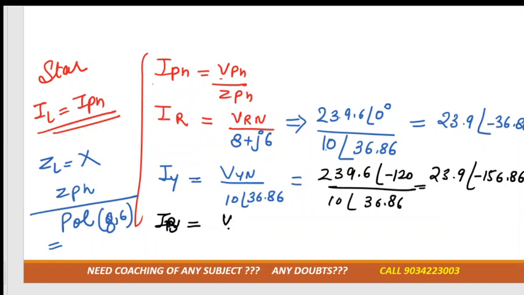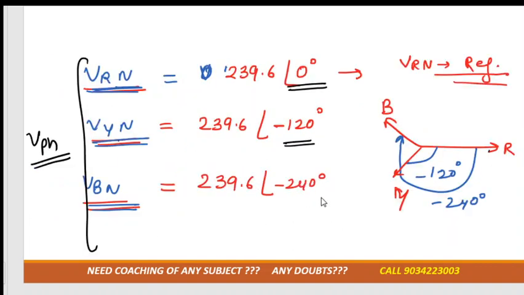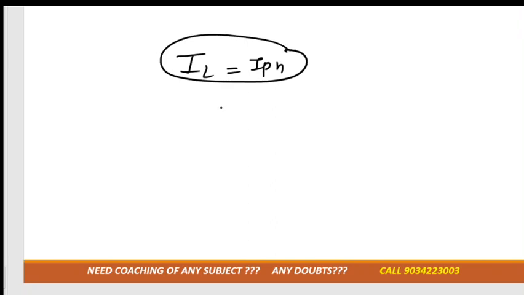Similarly we calculate for IB. We have IR, IY and IB, that is VBN divided by the same 10 angle 36.86. After solving we'll get 23.96, angle would be 83.13. Okay, clear? Yeah, it was minus 240, I took it minus 240. Clear? Now we get the line current, and line current is equal to the phase current. If they are asking about the phase current or line current, the answer would be the same.